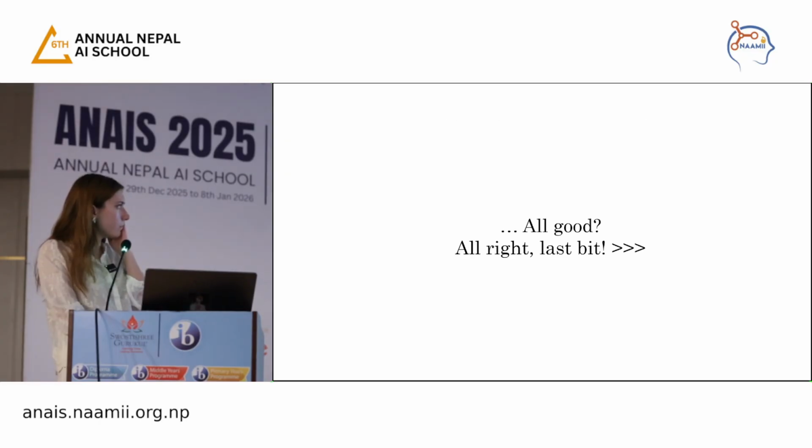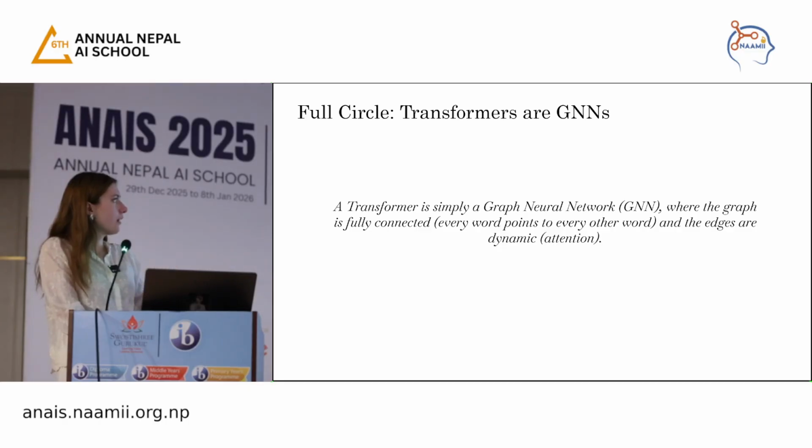Okay, let's look at the last topic. Now you're aware of what a transformer is. I'm telling you something: transformers are GNNs. This might be a new statement for some people. For me it was, and I found it really cool, so I thought presenting it would be nice for you as well. A transformer can be seen as a graph neural network where the graph is fully connected and the edges are dynamic, due to attention.